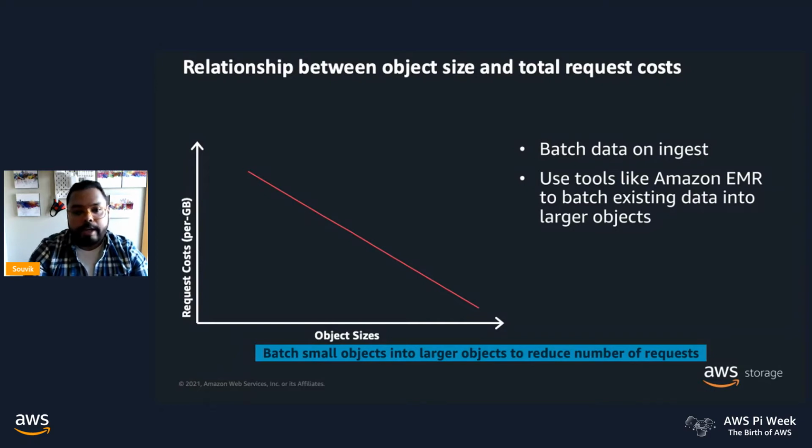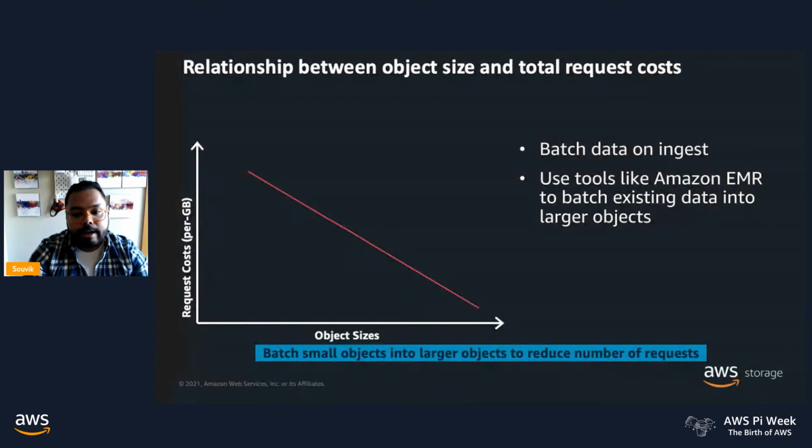This is particularly helpful if you have small files, such as Internet of Things use cases, with kilobyte-sized messages. In addition to reducing request costs, this is also helpful to take advantage of all of the S3 storage classes. For example, some storage classes like Standard-Infrequent Access have a minimum object size of 128 kilobytes.